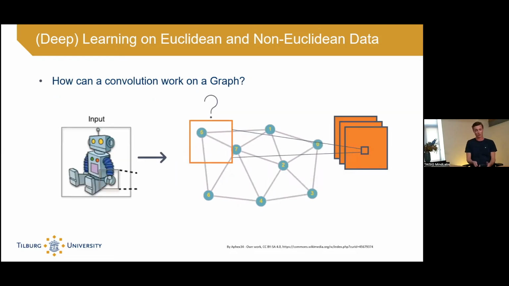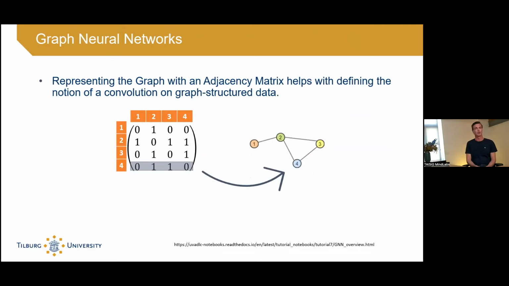So this general question that has struck researchers for the last couple of years is: how can we translate this convolution procedure, that's sliding a window over an image, for example, over to graphs, because that does not work. Well, it's actually pretty intuitive and elegant, and it helps by thinking of the graph in a different manner. And we therefore represent the graph in an adjacency matrix, which represents the nodes in the network.